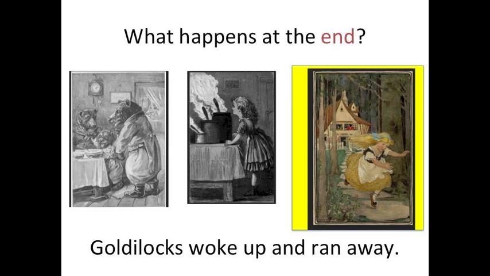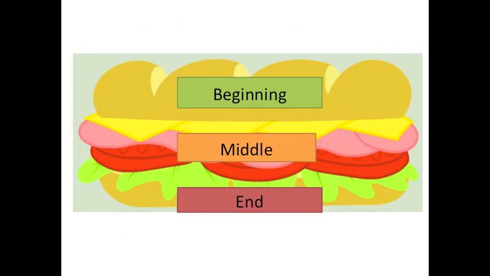And if I don't always remember what happens, I can always go back and look at the story and the pictures again. So remember, when we're thinking about the beginning, middle, and end of a story, you can think of a sandwich. The beginning is what happens first, like the very top piece of bread. The middle is like the meat in between. And the end is the very last thing, like the last piece of bread.